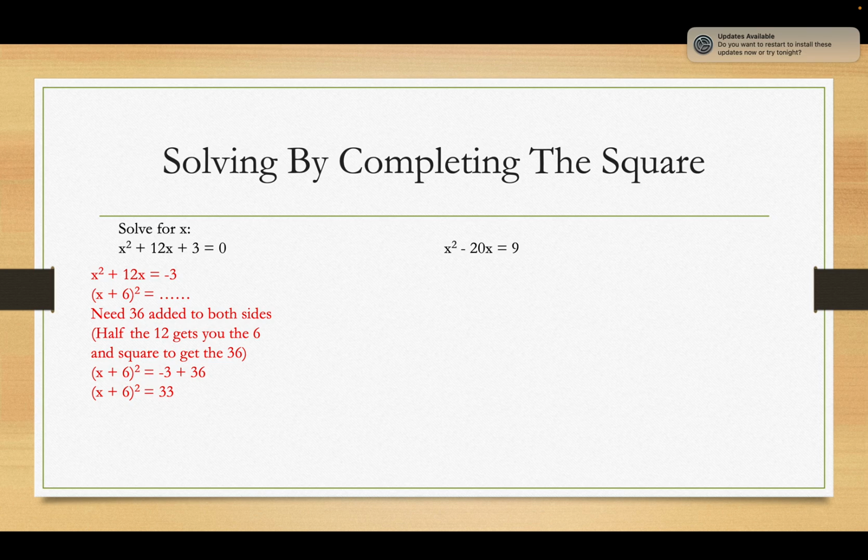Now I square root both sides. The square root of x plus 6 squared is the square root of 33. When we square root a square, it just leaves me with whatever's inside, x plus 6 equals, and you could get the positive or negative out of this. Subtract 6 from both sides, x equals negative 6 plus or minus the square root of 33. Okay, try the next side. Go ahead.